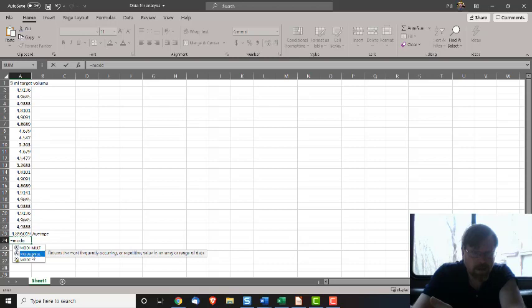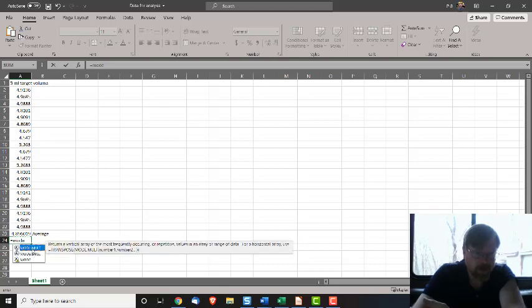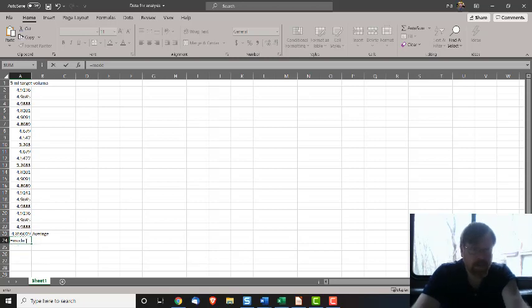Okay, it looks like MODE.MULT is for if you're doing multiple columns at once. MODE.SNGL is what we want for the new ones. So SNGL.